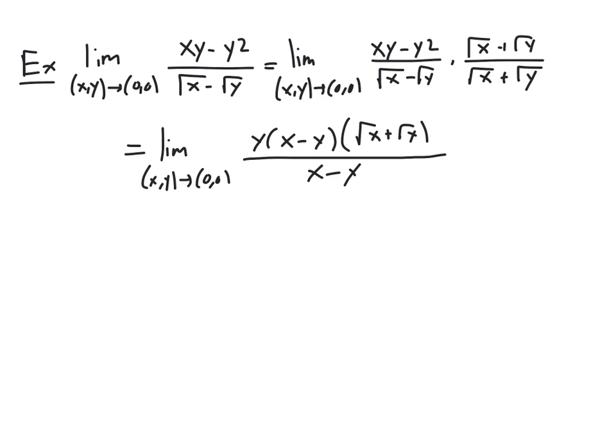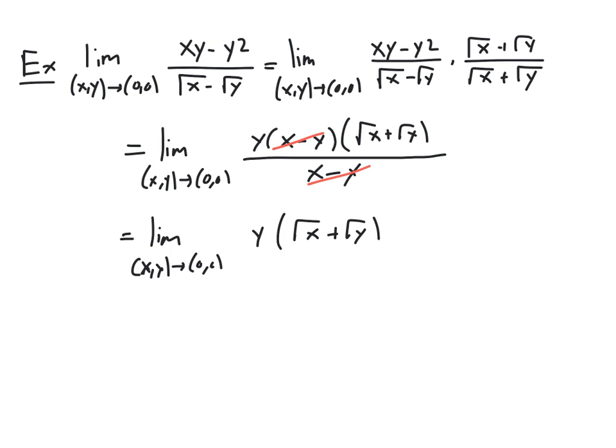And so like in Calc 1, a lot of times when we multiplied and divided by the conjugate, we had something that simplified nicely. And so in this case, that's exactly what happens. That x minus y cancels out. And so we have the limit as xy approaches 0, 0 of y times the square root of x plus the square root of y.